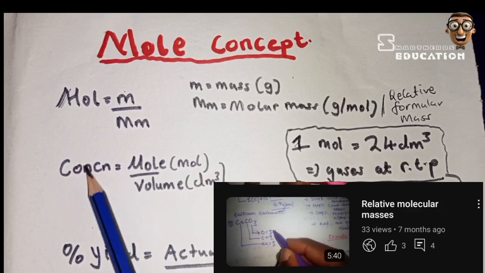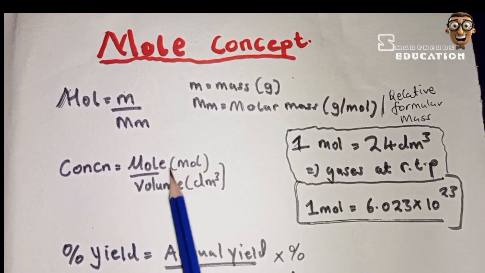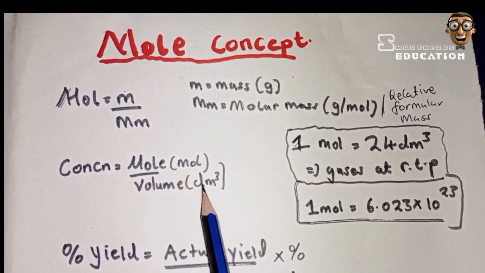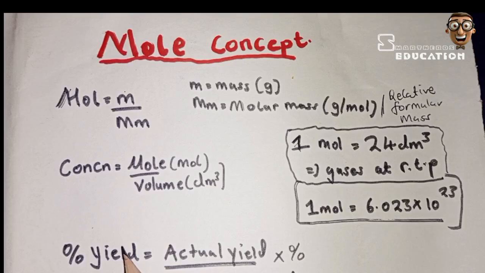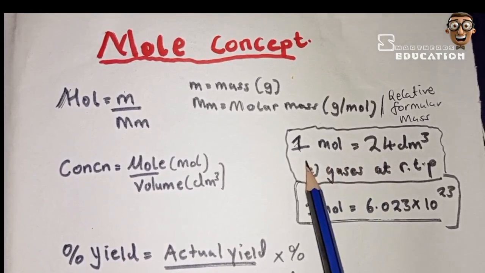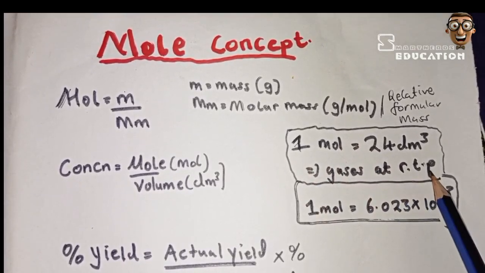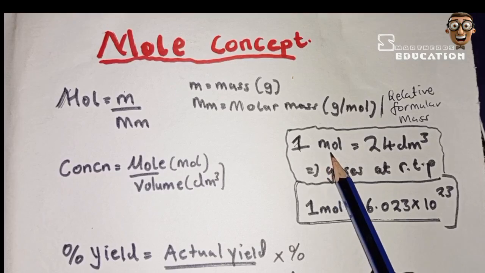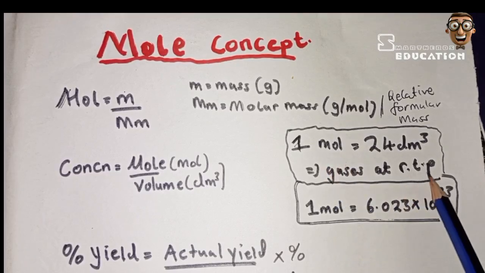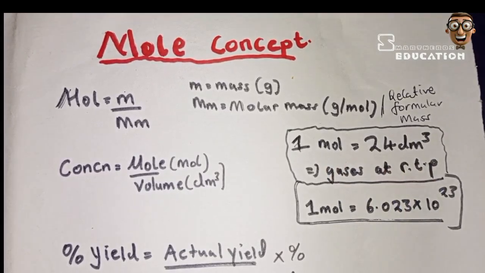So we also have the concentration is equal to mole over volume. The mole should be, this is the units for the mole. The volume should always be in cubic decimeter, okay? And also here, you can also work around this ratio here. For all gases that are at room temperature and pressure, 1 mole of any gas which is at room temperature and pressure will always be equal to 24 cubic decimeters. Okay, very high yield information here that you need to know.